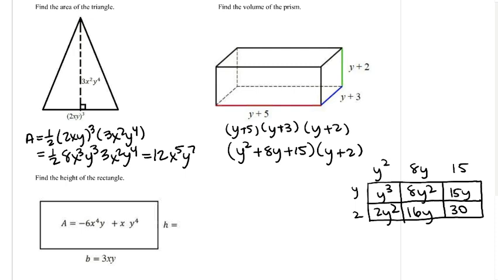So the volume, the total volume, is going to be 1y to the third. We look at the y squareds through here. 8 and 2 is 10 y squared. You look at the y's. You got 15 plus 16 is 31 y's. And then plus 30.